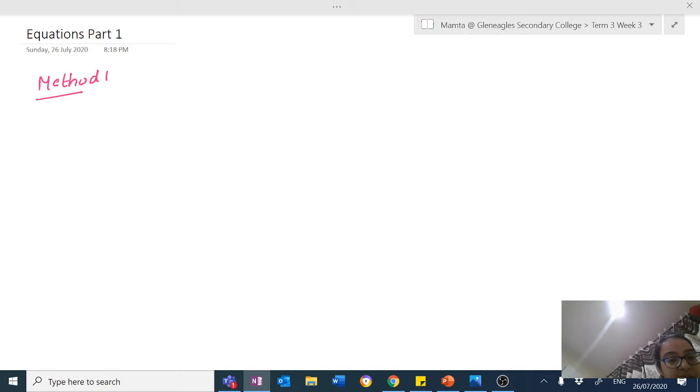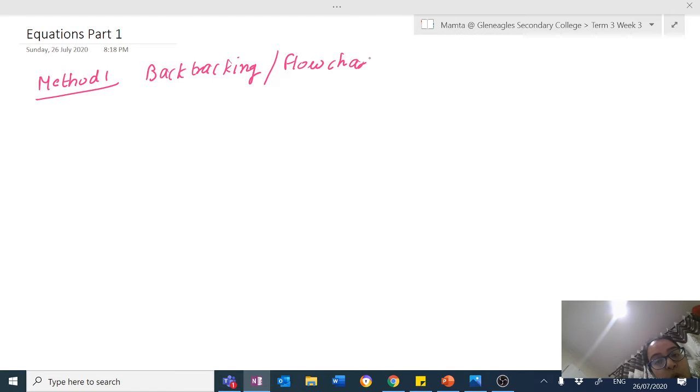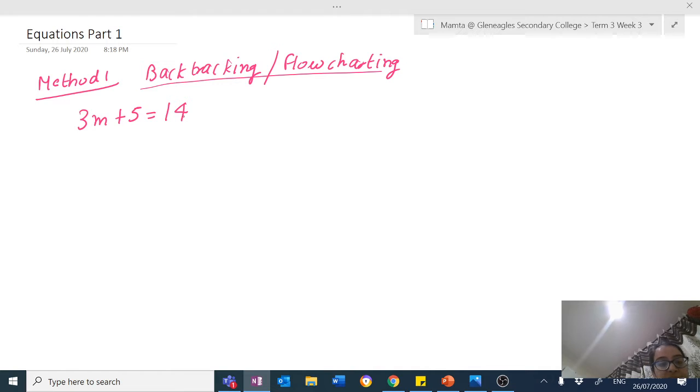method number one, which I'm going to discuss with you, should be the simplest one for us to understand. This method will be called backtracking, or some people call it flow charting method of solving equations. So we're trying to solve simple equations using a method called backtracking or flow charting, whatever makes sense to you. I'm going to show you this method with the help of this simple equation, 3m plus 5 is equal to 14.